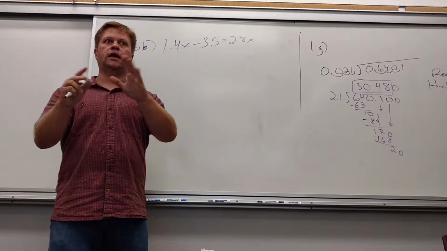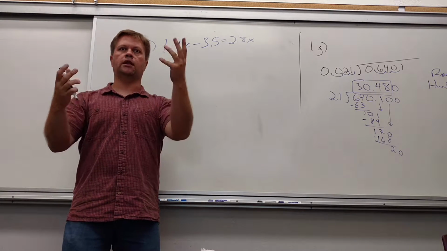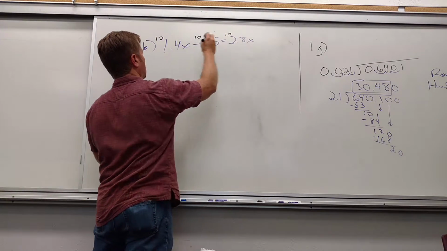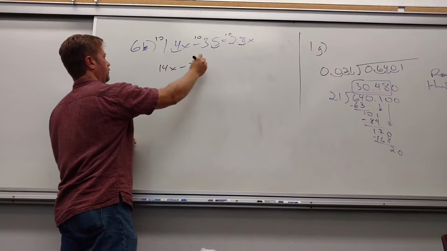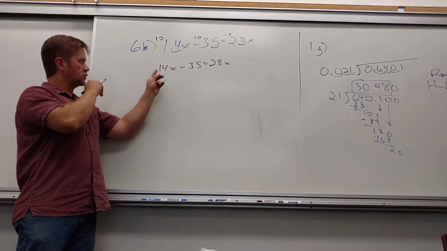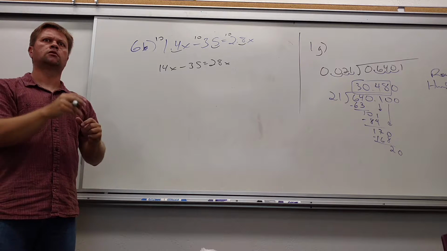You don't have to do this, but I kind of like working with whole numbers. So if I multiply everything by 10, it'll move all the decimals over once. So now I get 14x minus 35 equals 28x. That just looks nicer, right? Now you get your x's together. Why do we multiply by 10?